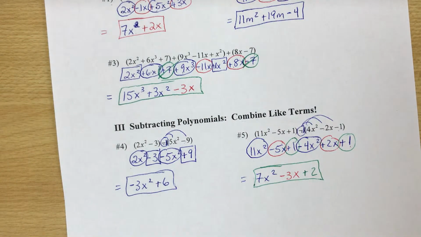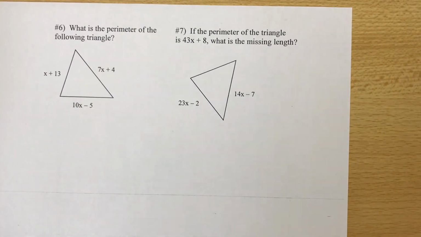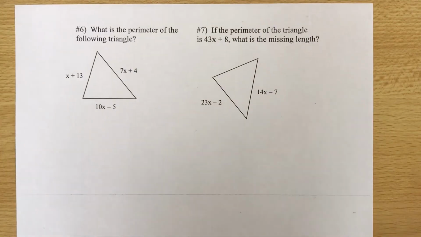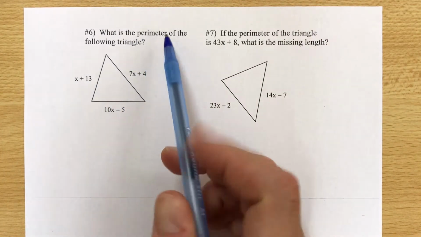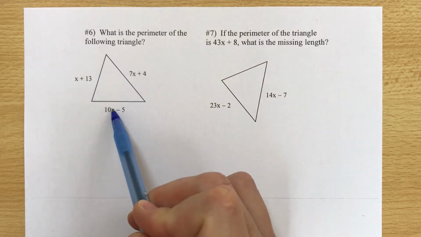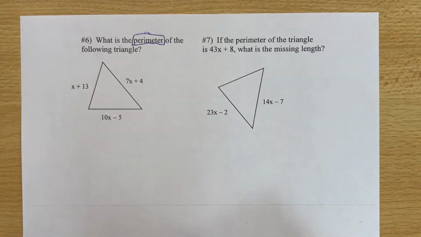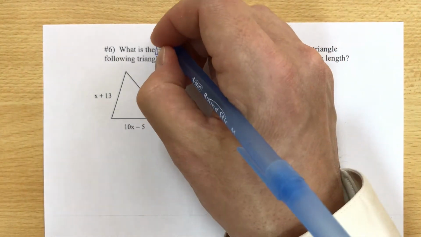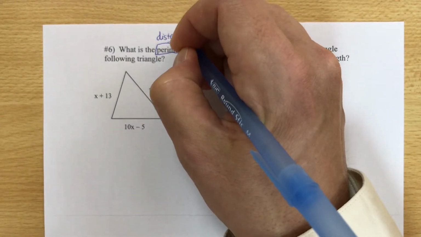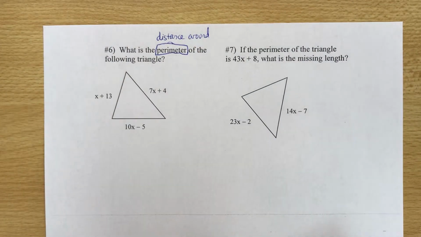Okay, so let's flip it on to the back, and we've got 2 more problems here. So let's come here, I got an extra sheet. Number 6, what is the perimeter of the following triangle? Okay, here's a triangle. Notice we have 3 sides. The key word here is perimeter. And perimeter is the distance around an object. So in other words, we add up all the sides.